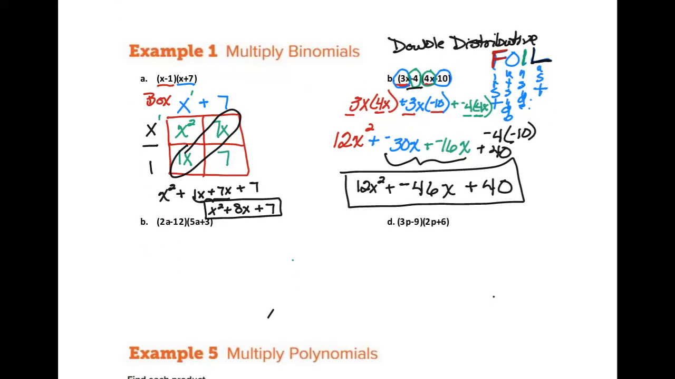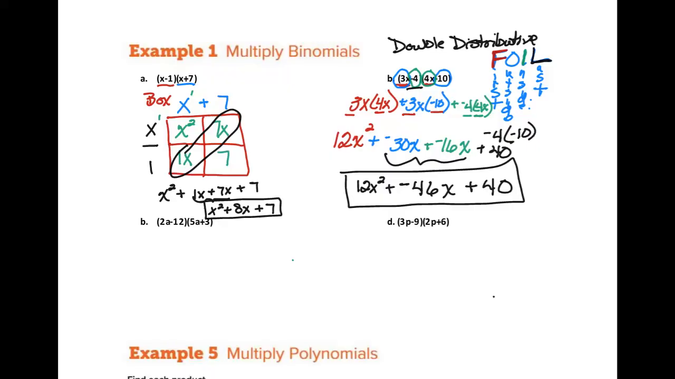So I know it's a little early. How many of you think you like the box method better than FOIL? Anybody think they might like FOIL better? Good morning. Okay, so far the box method is working.